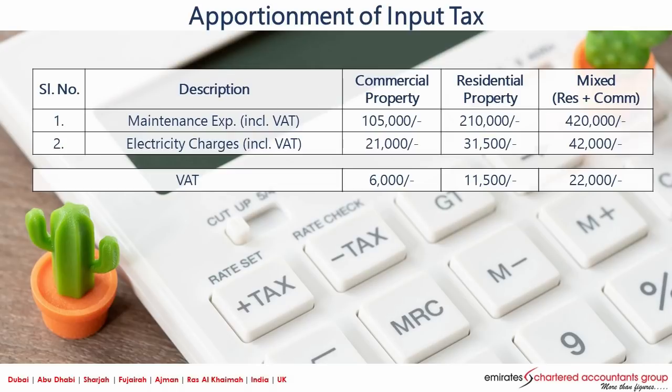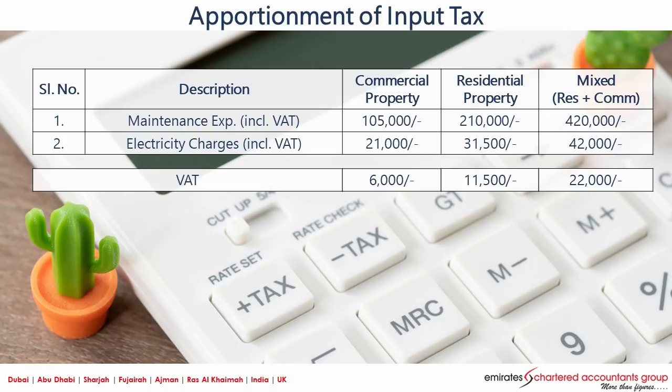From the mixed category, that is residential plus commercial, where we are not able to identify, it is common expenses. Out of that, the total tax paid was 22,000, that is 20,000 plus 2,000.